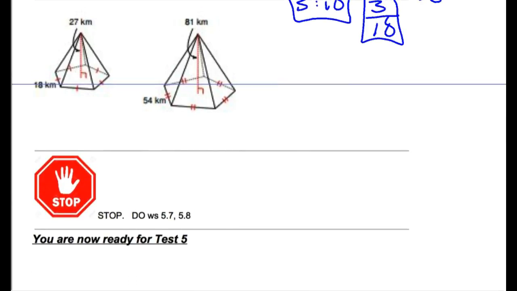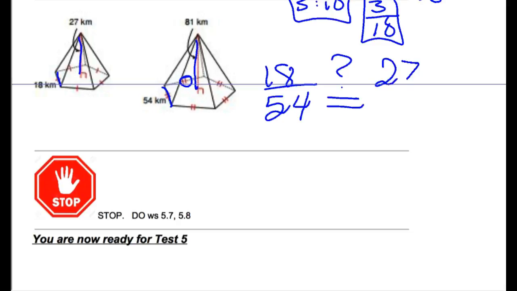So the last one on this video, again, I'm going to check and see are all lengths and heights proportional. Because these are regular, as shown with these markings, I need only check one pair because they're all going to be the same. So I'm checking to see if 18 over 54 is proportional to the heights 27 to 81. And it said, if so, find the scale factor.